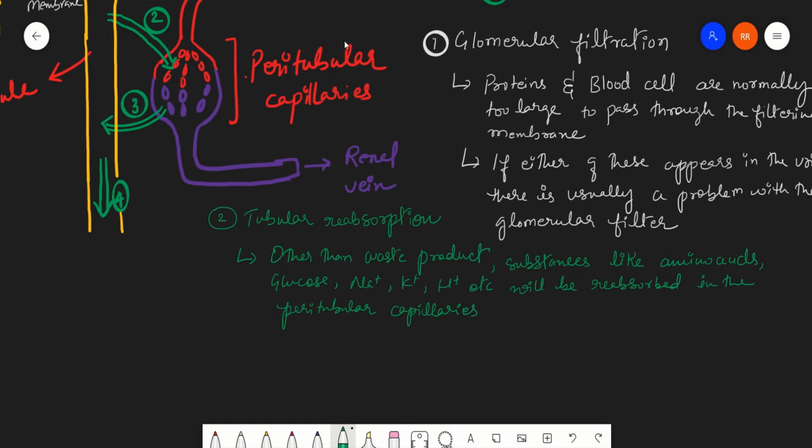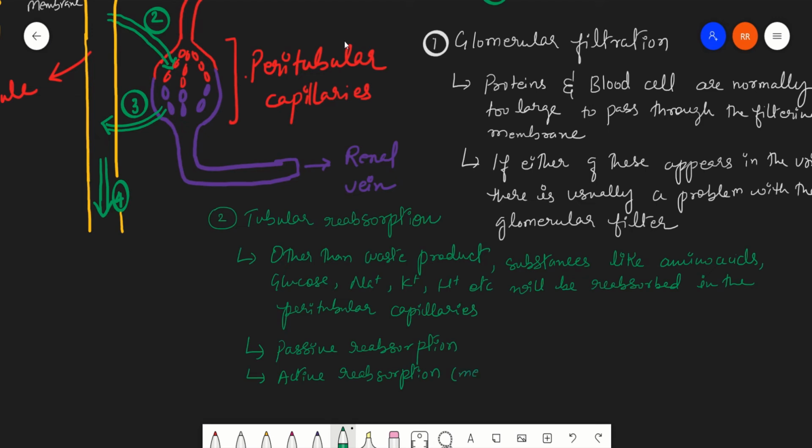There are different processes of tubular reabsorption, like passive reabsorption. In passive reabsorption, no energy is required. The substance will move according to the concentration gradient. Then there is active reabsorption. In active reabsorption, we need energy, and sometimes we need membrane carriers, membrane proteins also.